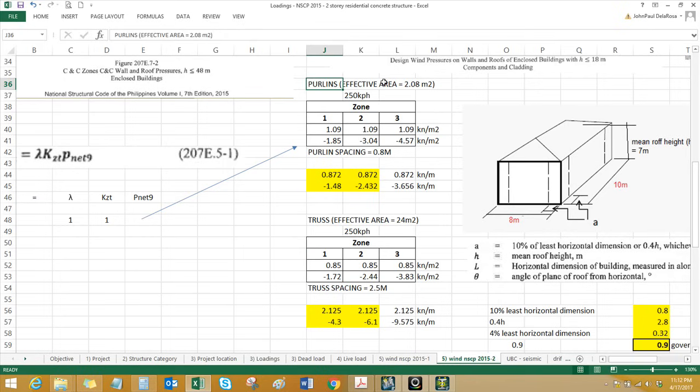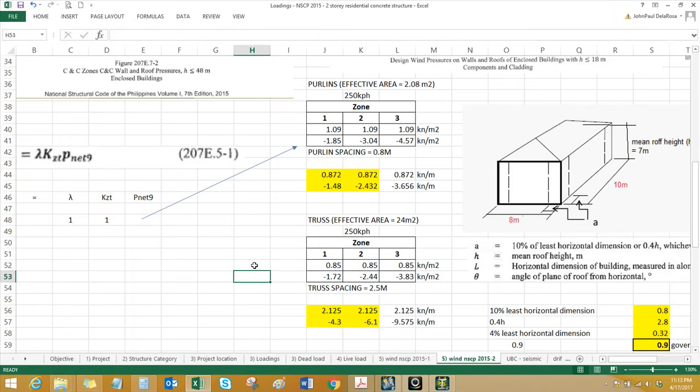Ito, purlin's effective area 2.08. Then, ito yung mga values niya, no? Then, nilagay ko rin yung purlin's spacing dito, no? 0.8. Dito, truss spacing is 2.5. Para pag minultiply ko itong mga values na to, pressure kasi ito eh. Sa spacing, so magiging line load siya. Ito na ang magiging input sa STAAD mo. So, in kilonewton per meter. Okay? So, ganun din dito sa truss. Okay? So, naka-multiply ng 2.5. So, ito na yung mga direct load sa STAAD.